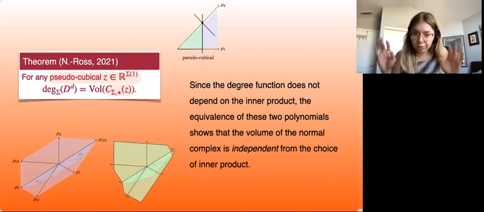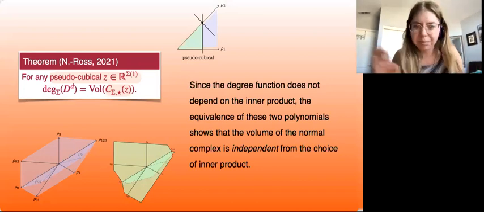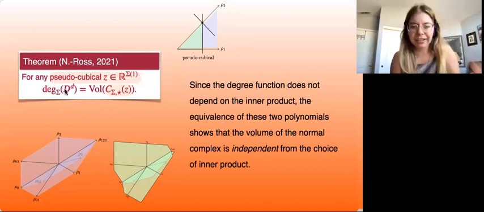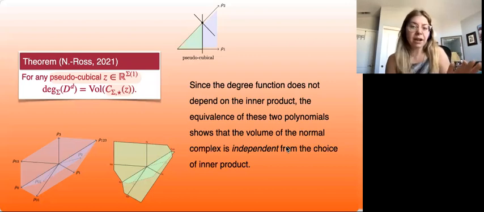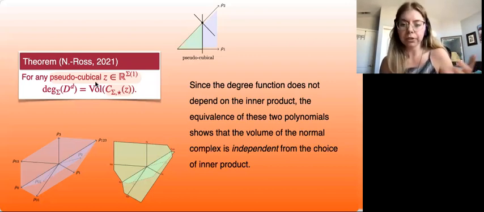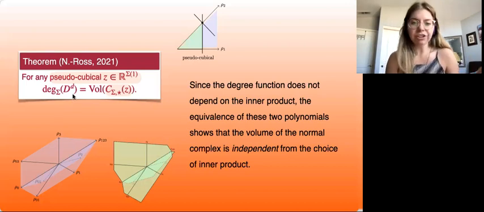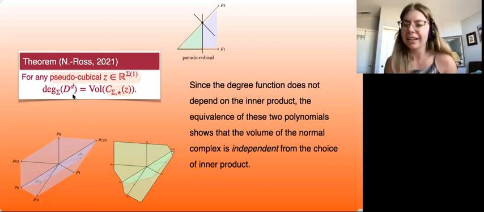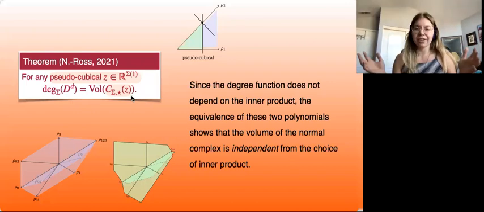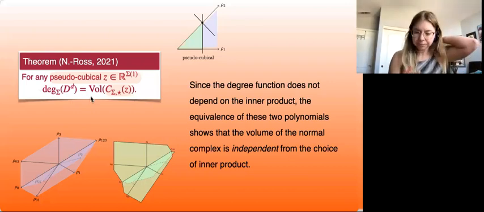But if this theorem is true, which you could believe me or not, if this left side equals the right side, then the choice of inner product didn't matter, because as long as we have a value that's cubical to it, the degree function doesn't account for the inner product at all. And so if these two are equal, then regardless of the inner product, the volume is equal.